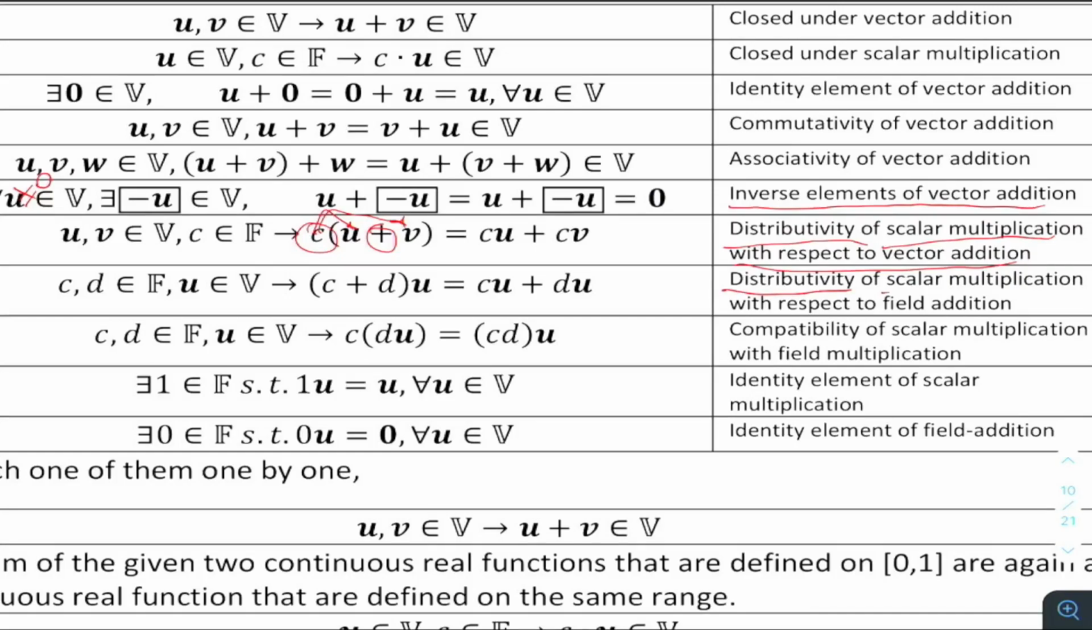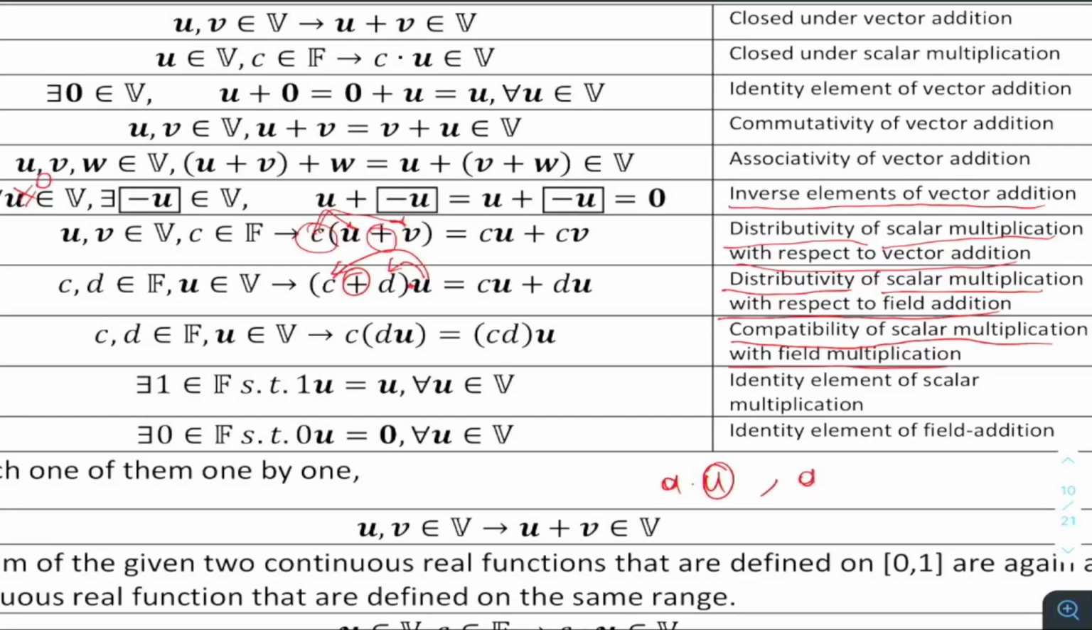Distributivity of scalar multiplication with respect to field addition, right? And that multiplication here distributes over that scalar sum operation, it kind of signifies that, right? And the ninth property, compatibility of scalar multiplication with field multiplication. For example, this is a and this is a scalar, times u, and this is a vector, right?